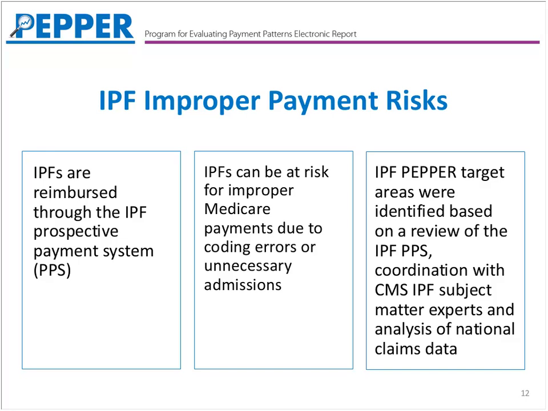Now, when we originally developed the target areas for the inpatient psychiatric facility PEPPER, there was limited information available from actual medical record reviews, so we based those initial target areas on reviewing the IPF PPS and focusing on those areas that could be prone to improper payment. We also analyzed national-level claims data, and then over the years, we've coordinated with CMS to develop the target areas based on what they see as potentially at risk for improper payment.